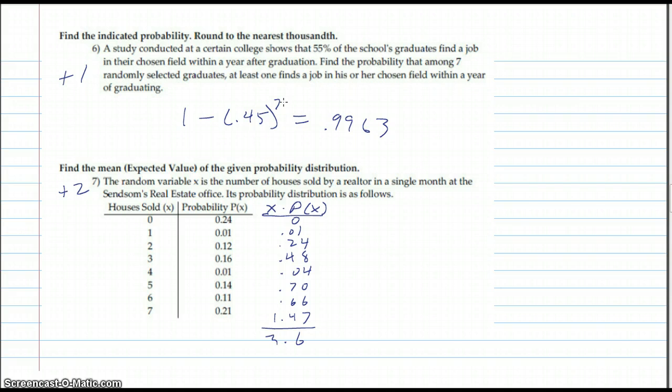So what's the probability that all 7 do not have jobs? Well, if it's a 55% chance that they do, it's a 45% chance that they don't. And I want that to happen 7 times in a row. So I want no job and no job and no job 7 times. So that's going to be 1 minus the probability of the opposite, which is 0.45 to the 7th, which means there's about a 99% chance that you'll find at least 1 person that has a job.